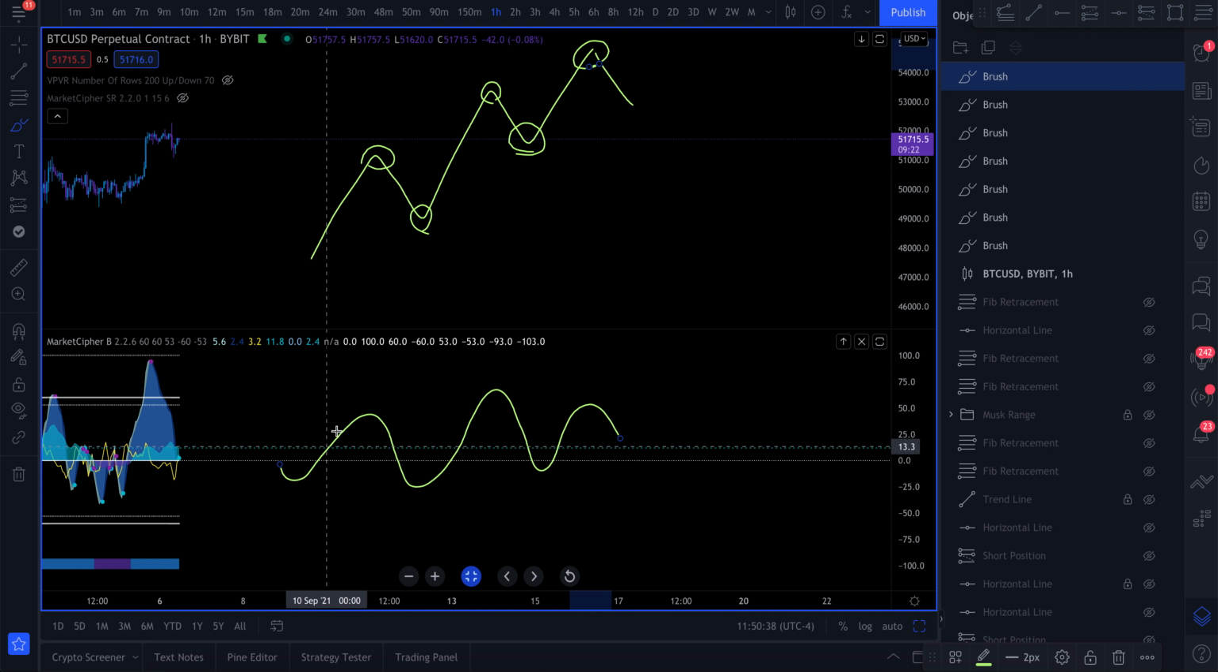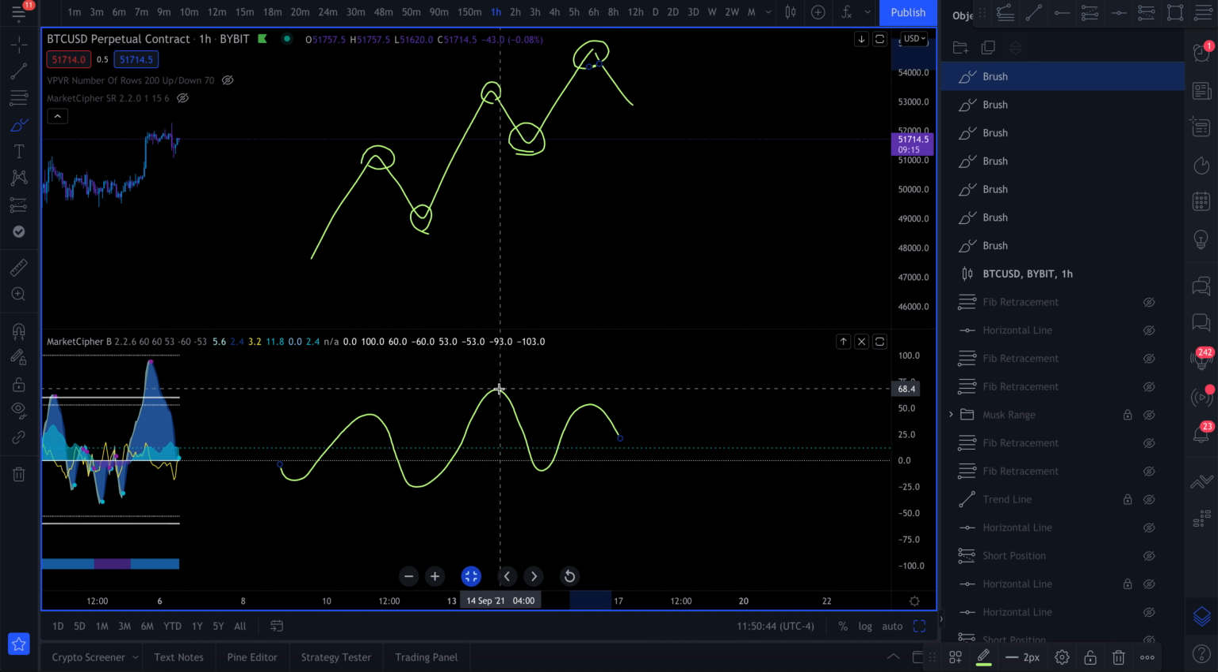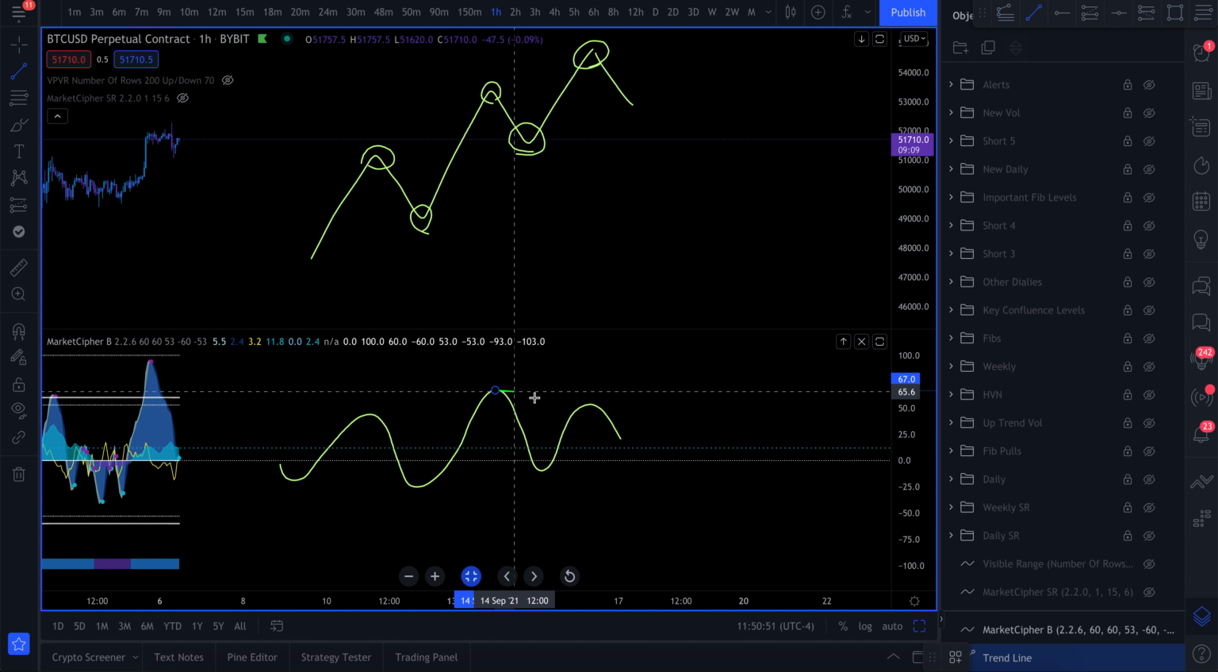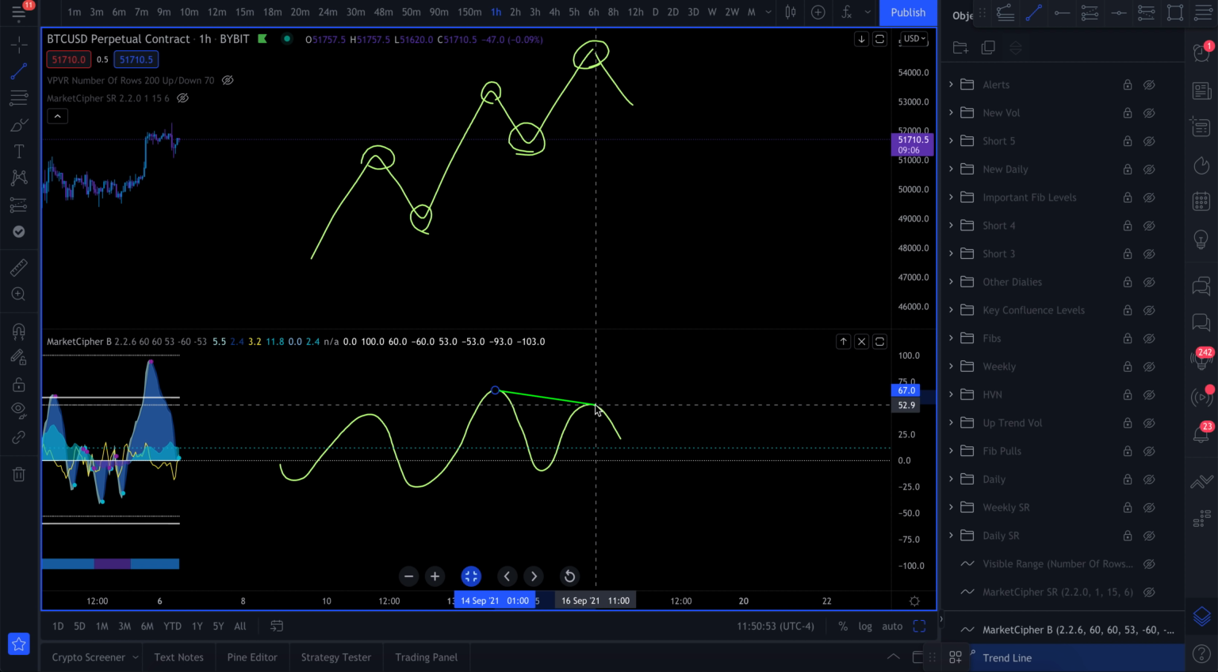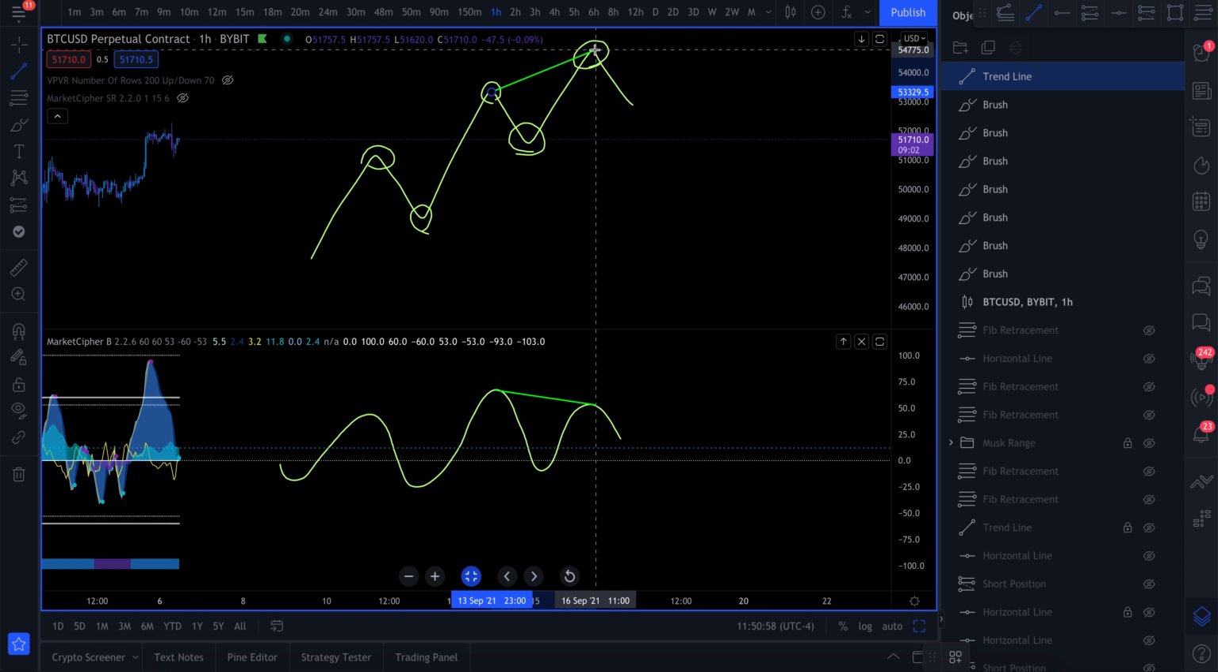Now, you should see the same thing on Market Cipher B, where as price is making higher highs, the momentum waves are also making higher highs. But if you see a divergence where the momentum is not following the price, and the momentum wave is printing a lower high while price is making a higher high, this is called a divergence.